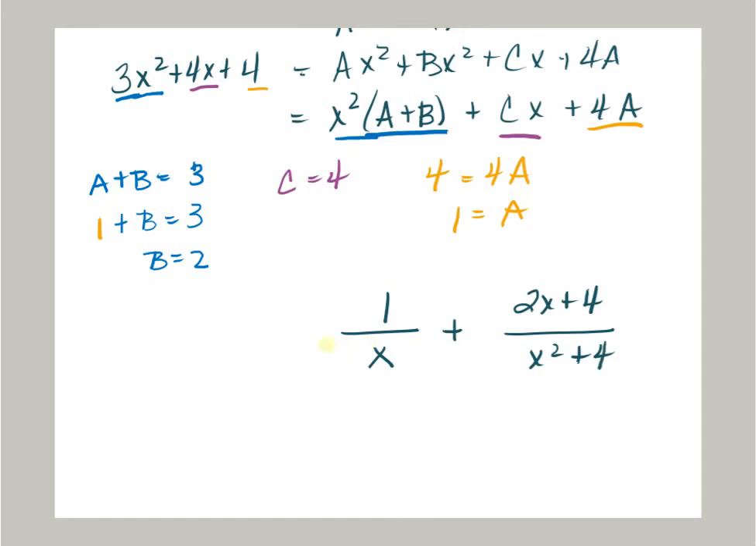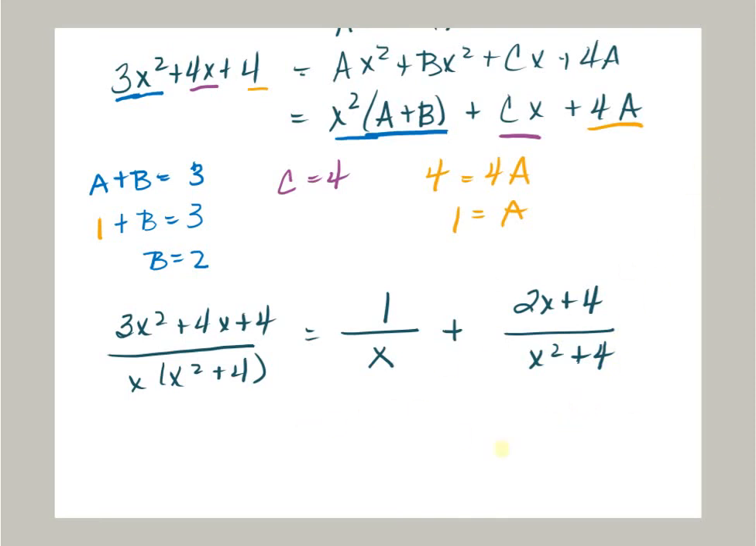So now we know that 3x squared plus 4x plus 4 divided by x times x squared plus 4 is the same thing as saying 1 over x plus 2x plus 4 over x squared plus 4. And you can double check that. You can check my math and verify that I've gotten that correct. Let's see here. So we'd have x squared plus 4 and 2x squared. Yep. Plus 4x. Yeah. So we've got it. Okay. Good.